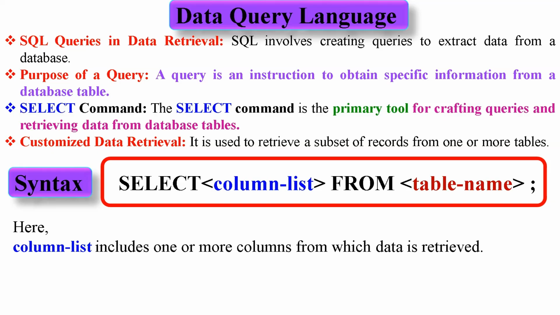The syntax of the select command is: select column list from table name semicolon. Column list includes one or more columns from which data is retrieved. We will be discussing the DDL, DML, and DQL commands in detail in the upcoming videos.